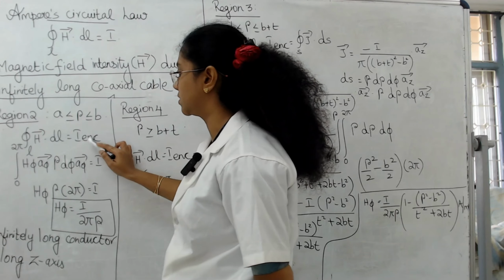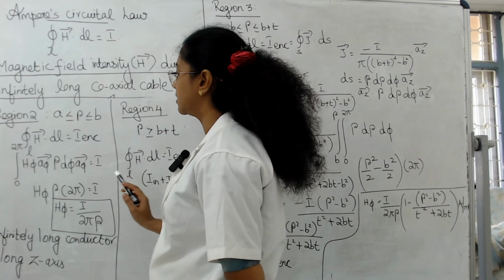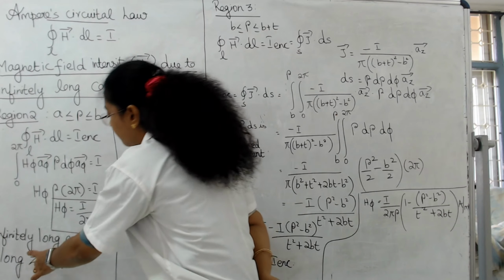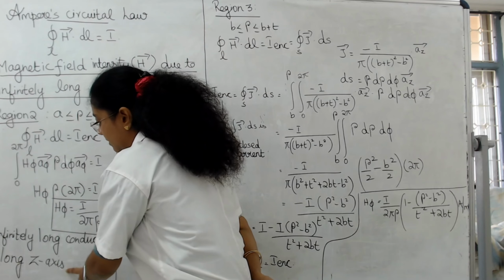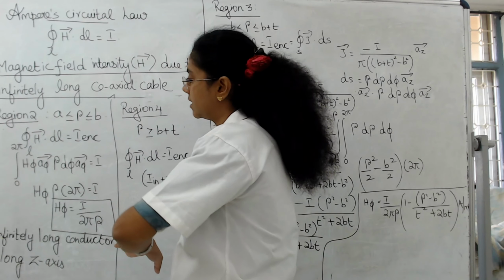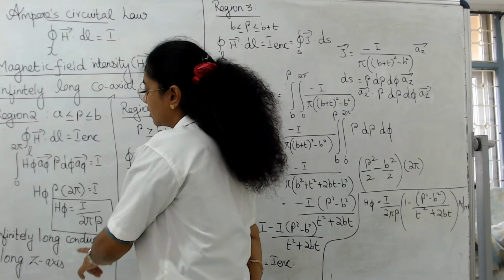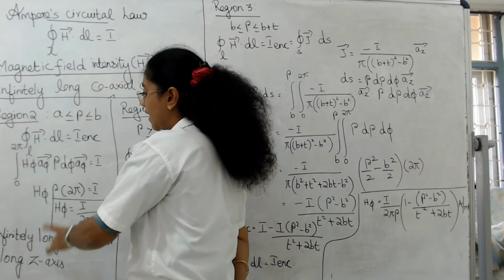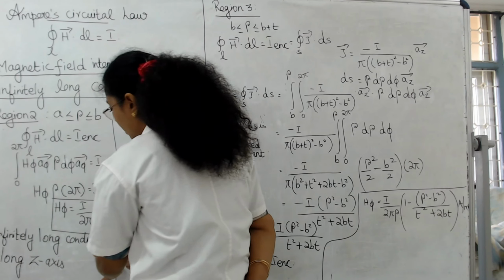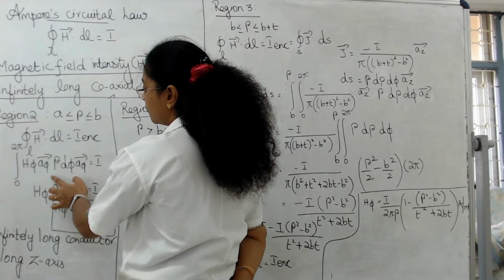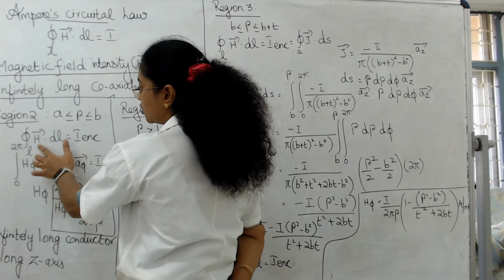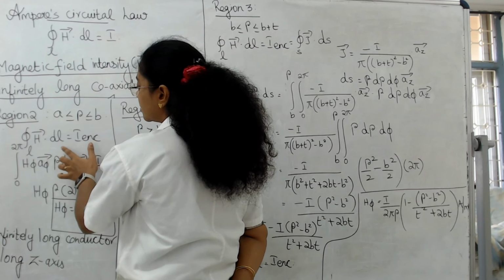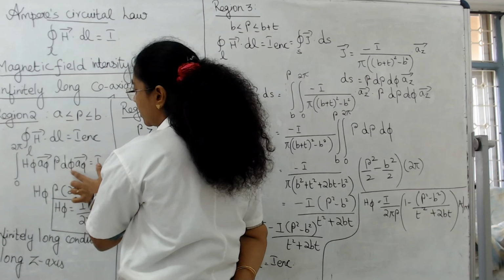Here you have to remember that the region between the core and the cladding is much similar to an infinitely long conductor placed along the z axis. The coordinate system we are considering here is the cylindrical coordinate system. We would already have derived the magnetic field intensity due to an infinitely long conductor placed along the z axis, and therefore I have substituted this H phi. H can be represented as H phi into a phi vector. The differential length dl in the cylindrical coordinate system is represented as rho d phi into a phi vector.